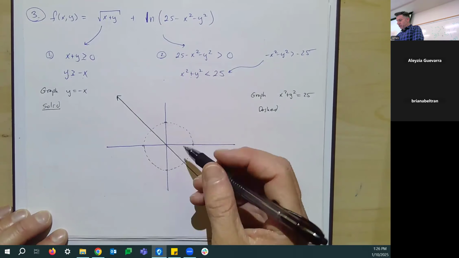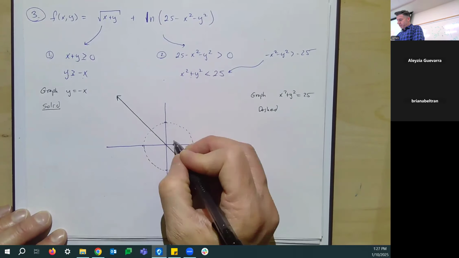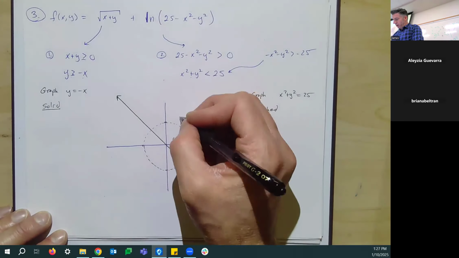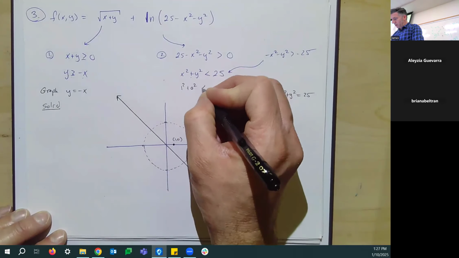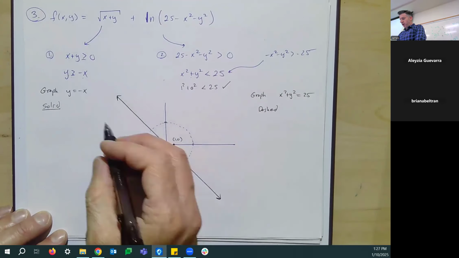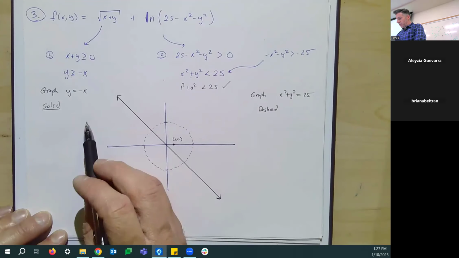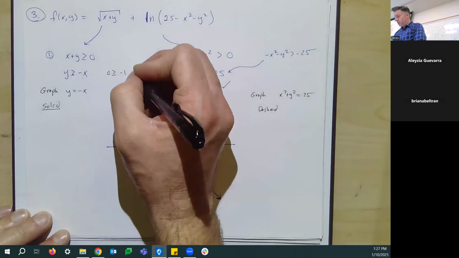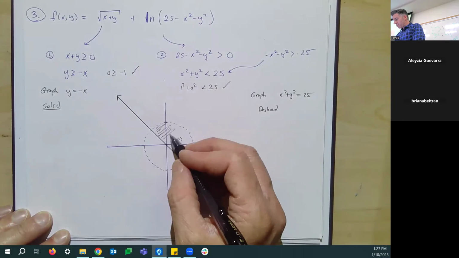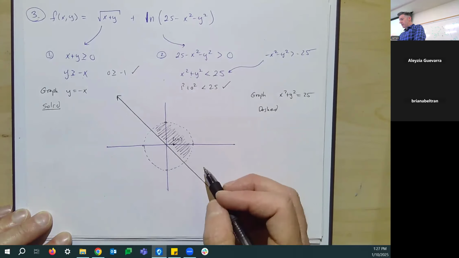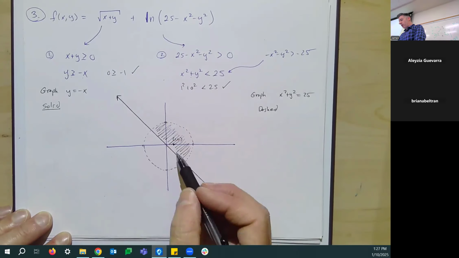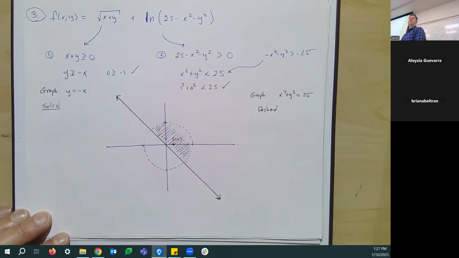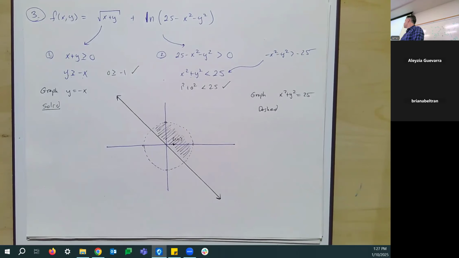Let's test the point 1, comma 0 and see if it works. If x is 1 and y is 0, well, it certainly checks out here. 1 squared plus 0 squared is less than 25. Check. Let's check over here. Is 0 bigger than or equal to -1? Yep, that checks out as well. So it looks like there's my domain: all the points inside this half of the circle, including the points on this line, but not the points on the edge of the circle there. Kind of cool.